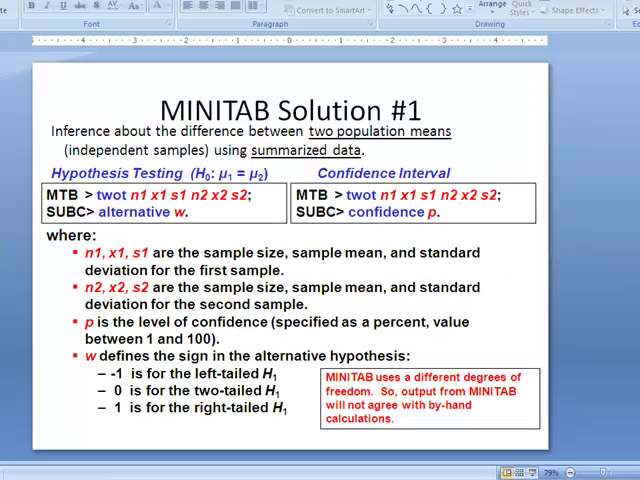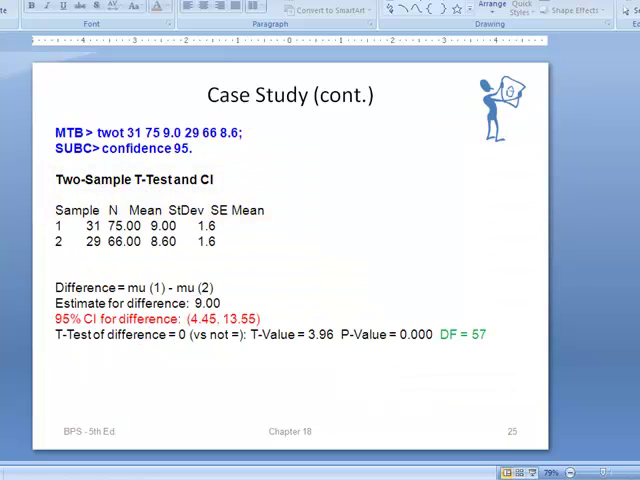So I said we'd use MINITAB, but how would we do that? Well, here's the command that you would use. So let's see for our specific example how we would use it. It's called the 2t command. We enter n, x bar, s, and we put it in for both samples, and in this case we said let's look at the 95% confidence interval first. And there you see it, it's 4.45 to 13.55.